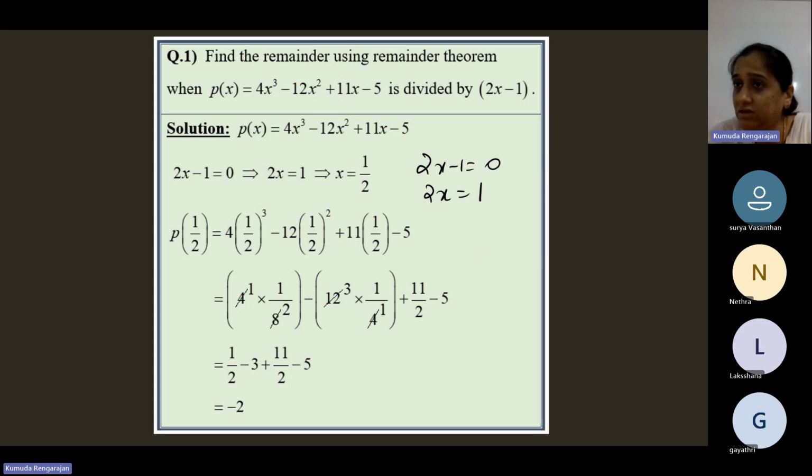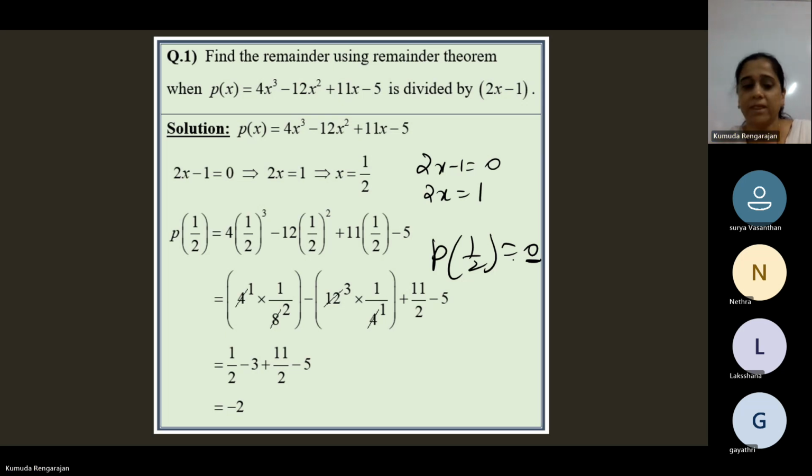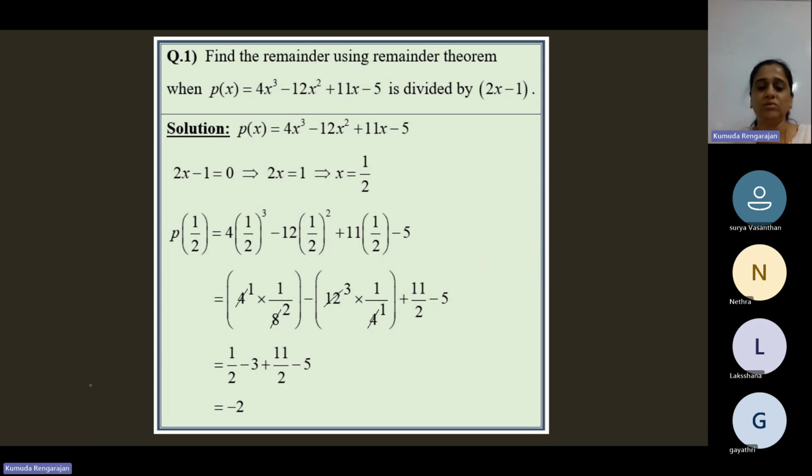P of 1 by 2 is equal to what we don't know. So we'll have to work and find. When do we write P of 1 by 2 is equal to 0? When you know the remainder is 0. How do you know the remainder is 0? Because it's given that linear polynomial is a factor or it divides the polynomial P of x. So here you have to find the remainder, which means you'll have to find the value of P of 1 by 2.